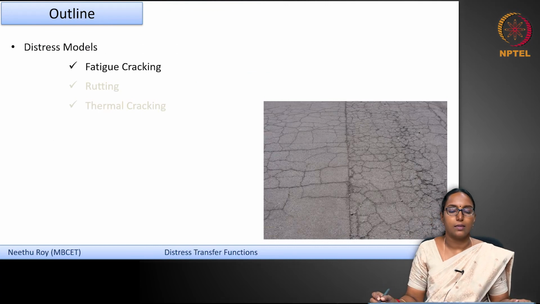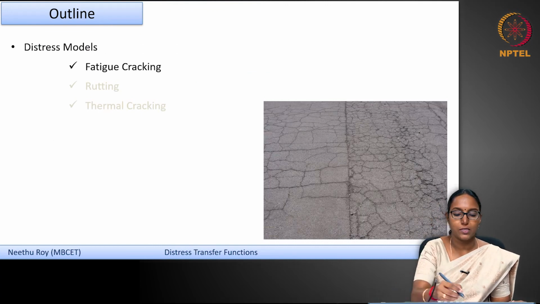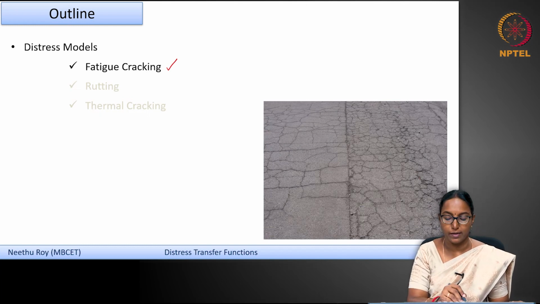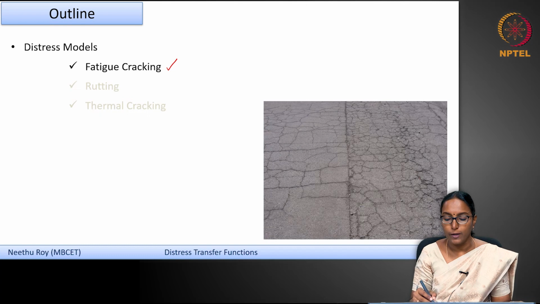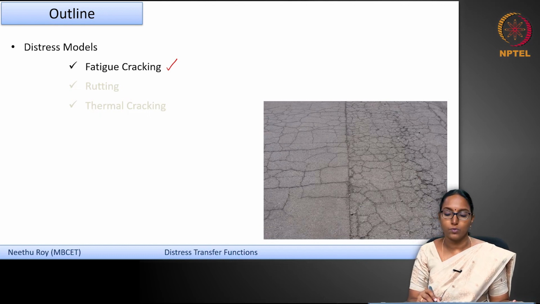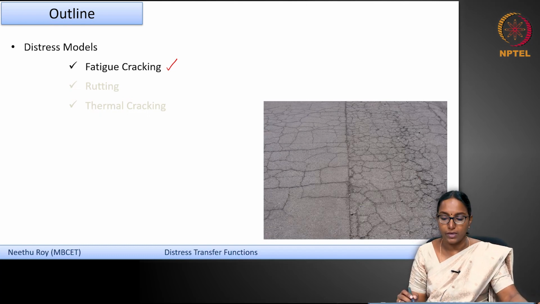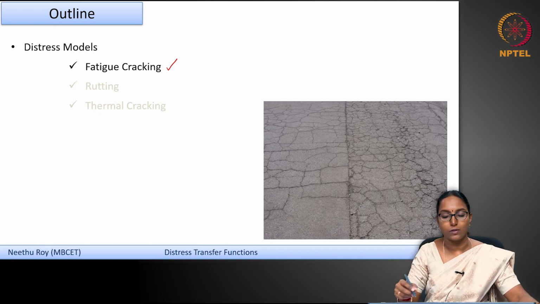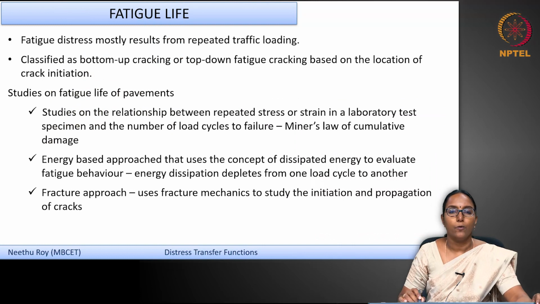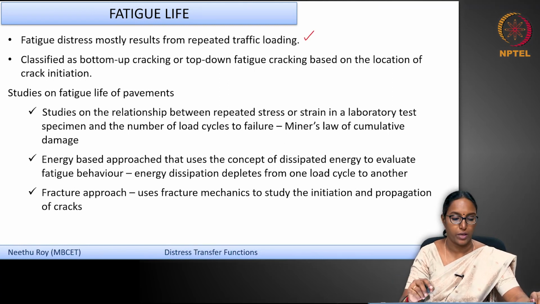So let us see the distress models one by one. The first type of distress to be considered for the design is fatigue cracking. You can see a picture here with a pavement surface which shows extensive cracking in the form of blocks or alligator cracking. Fatigue distress, or fatigue cracking, happens in the pavement structure because of repeated traffic loading, or what you call fatigue loading.